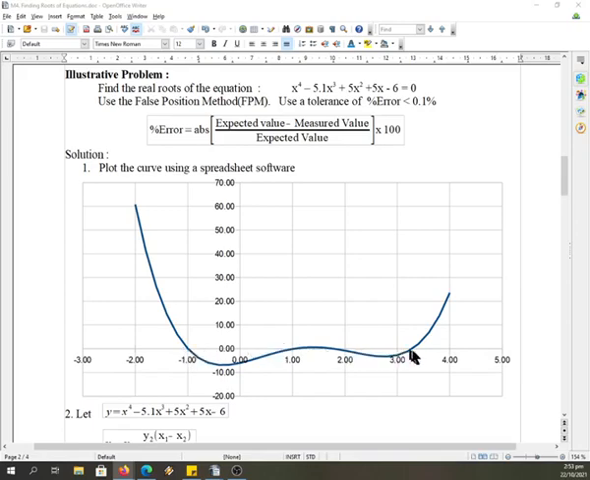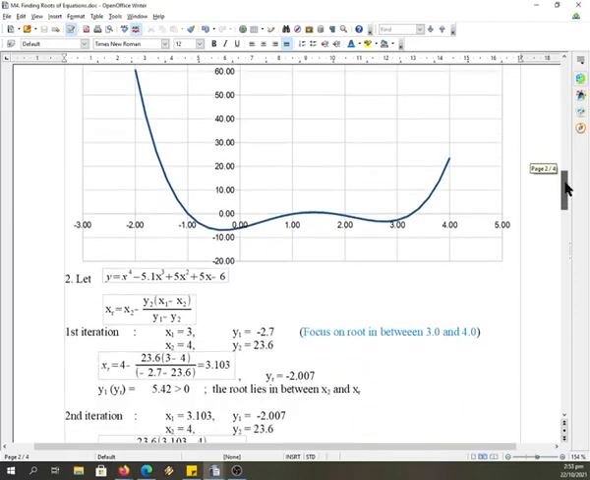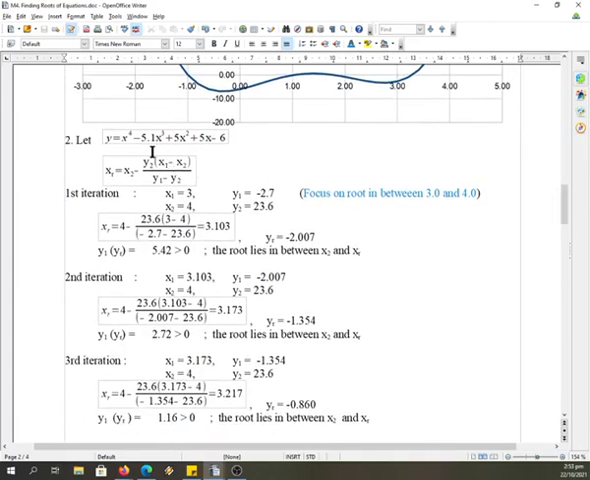Now, let's just focus on this point. Let's call this root number 1 as our example in using the FPM. Let y be a function of x. Let's just copy the equation, then replace 0 with y. Y now becomes f of x, or a function of x. Recall that the formula for xr is this one.